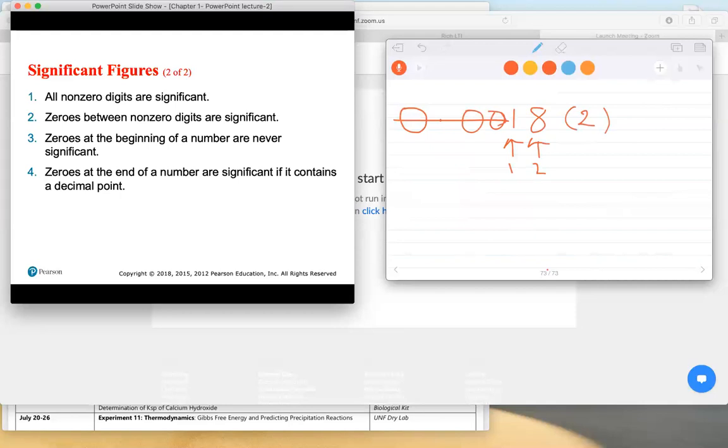Zeros at the end must have a decimal point, otherwise they may not count as significant digits. 100, like that, should have a decimal point to count. Zeros at the end of a number count if it contains a decimal. If not, they don't count. So this one has 3 because of the decimal point.